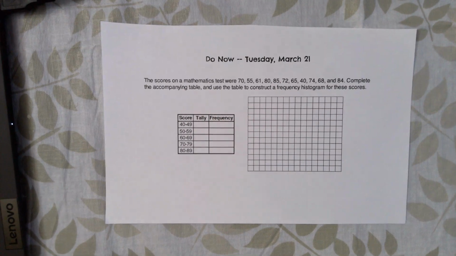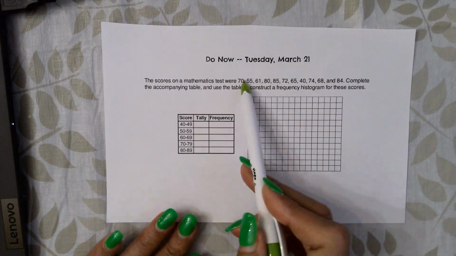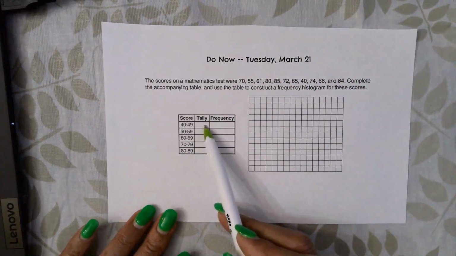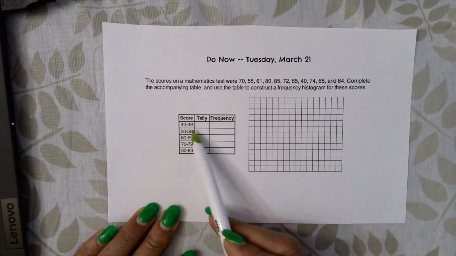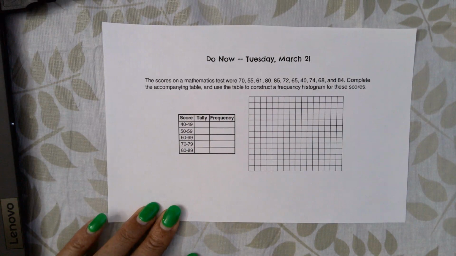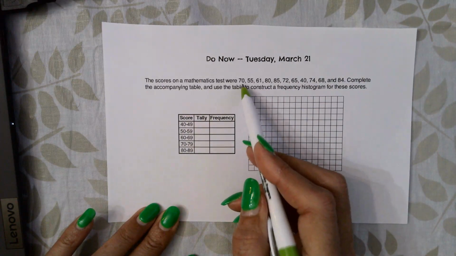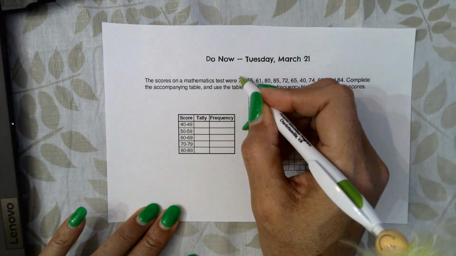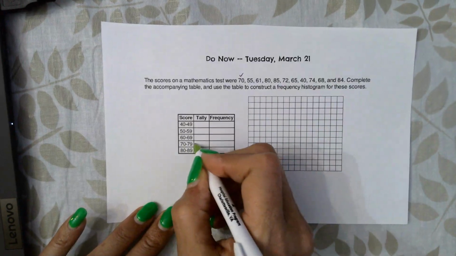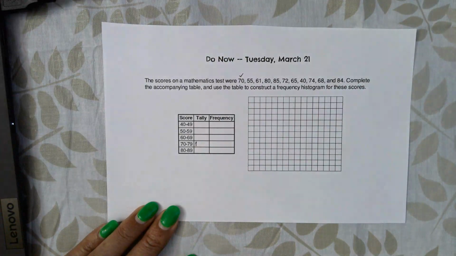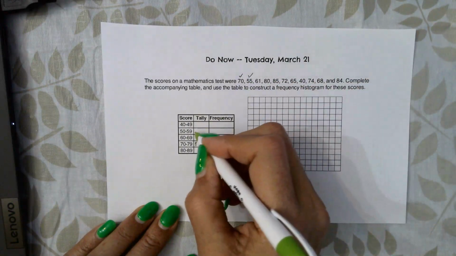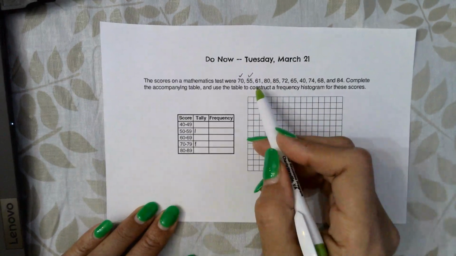All right, so let's look and see what we have. These are our scores here. So we're going to take these scores and we're going to tally every time we get a score that runs in this interval. And then once we finish, we'll tally everything up. So the first one is 70, and I'm going to put a check above it. And so 70 is going to go here, tally mark. And then I have 55. 55 will go here, tally mark.